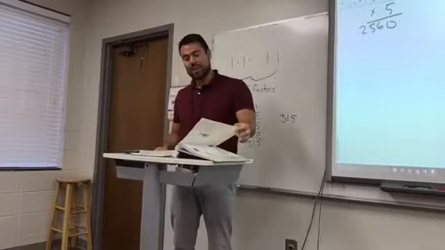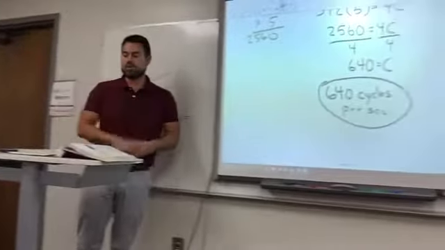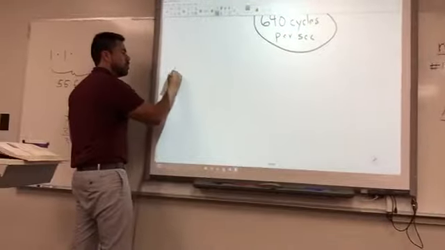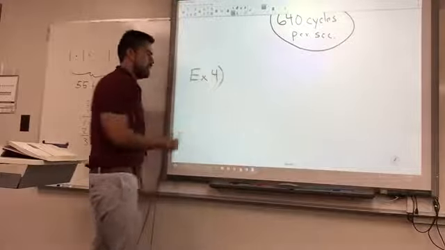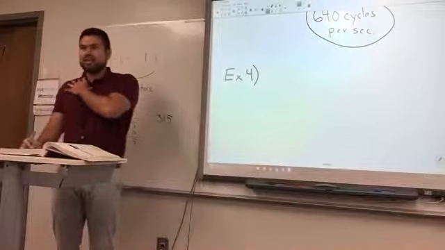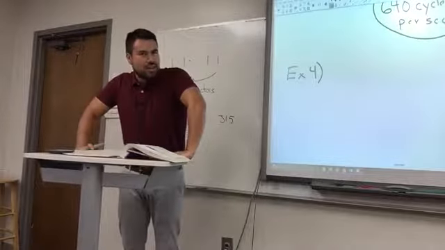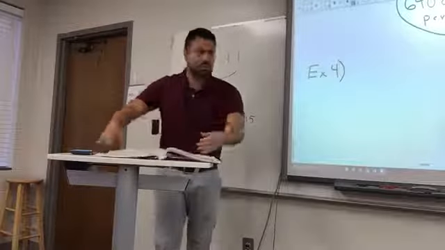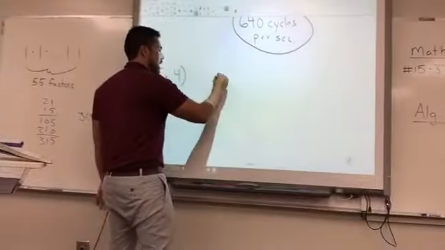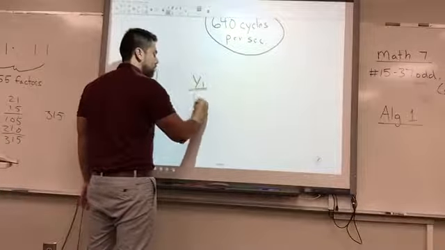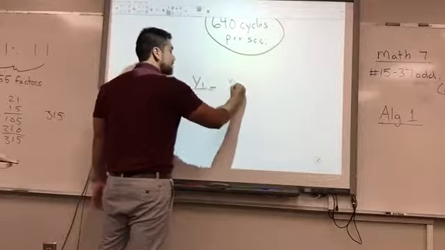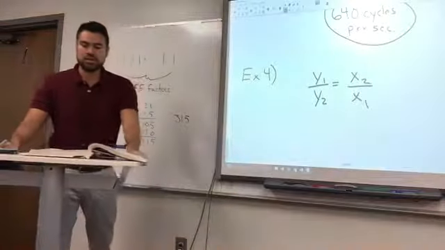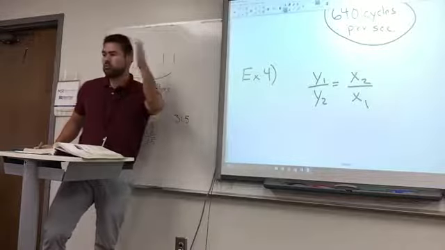All right, let's do our last example here. We're just dealing with numbers, which is easy. Example number 4. There's a key phrase in here that should tell you exactly what to do: varies inversely. Once it says varies inversely, it has to be y1 over y2 equals x2 over x1. Then all I have to do is put in the numbers where they belong.